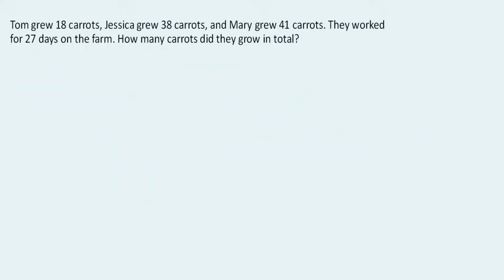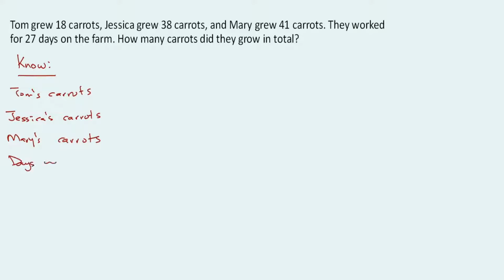Next question. Tom grew 18 carrots, Jessica grew 38 carrots, and Mary grew 41 carrots. They worked for 27 days on the farm. How many carrots did they grow in total? So let's start with what we know. We know Tom's carrots, Jessica's carrots, Mary's carrots. And we know how many days they worked on the farm. So what do we not know?